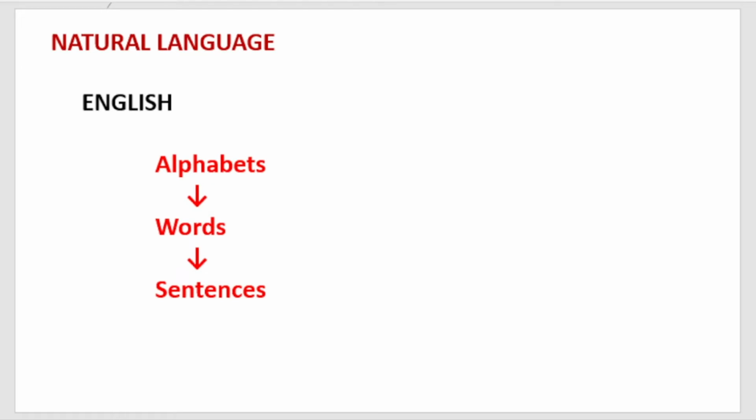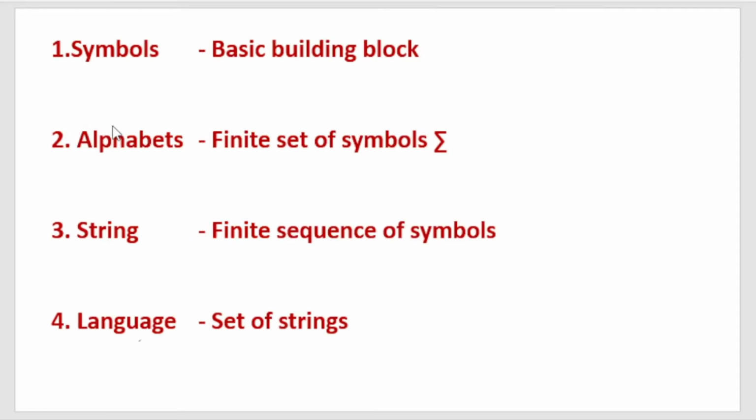So, the primitives of any language are symbols. Symbols are the basic building blocks, which are predefined and can be any characters. The next is alphabets. An alphabet is a finite set of symbols. And then strings. Strings are finite sequences of symbols. And with the help of all of the above, we can form a language. So, a language is a set of strings.